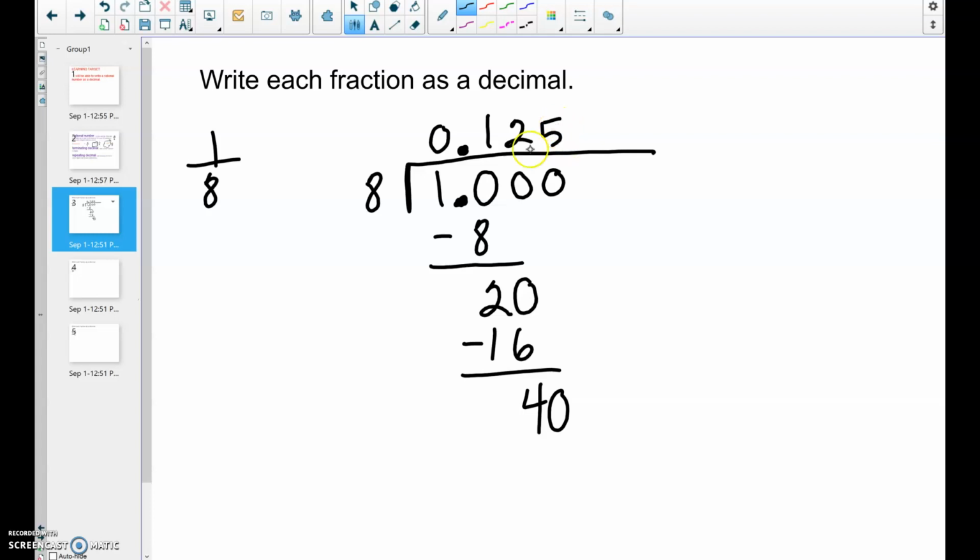So when we take 5 times 8, we get 40, and when we subtract, we get a 0, so there's no remainder. So 1/8 is the decimal. This decimal ended. We don't keep going. There's no remainder. Nothing's repeating.